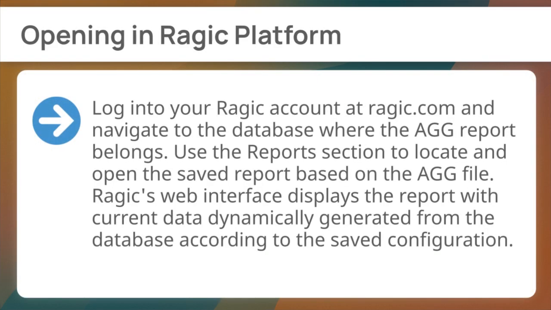Log into your Ragic account at ragic.com and navigate to the database where the AGG report belongs. Use the Reports section to locate and open the saved report based on the AGG file. Ragic's web interface displays the report with current data dynamically generated from the database according to the saved configuration.